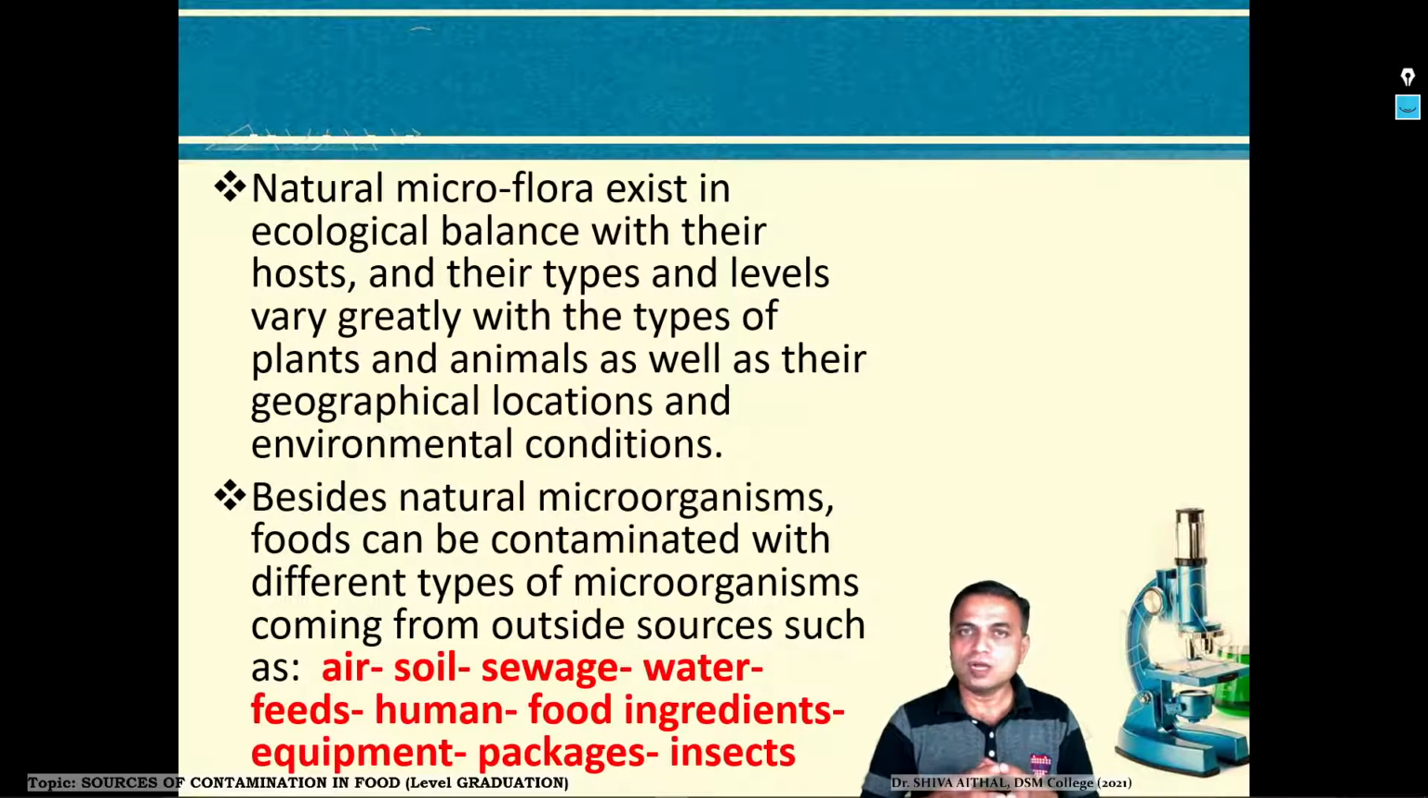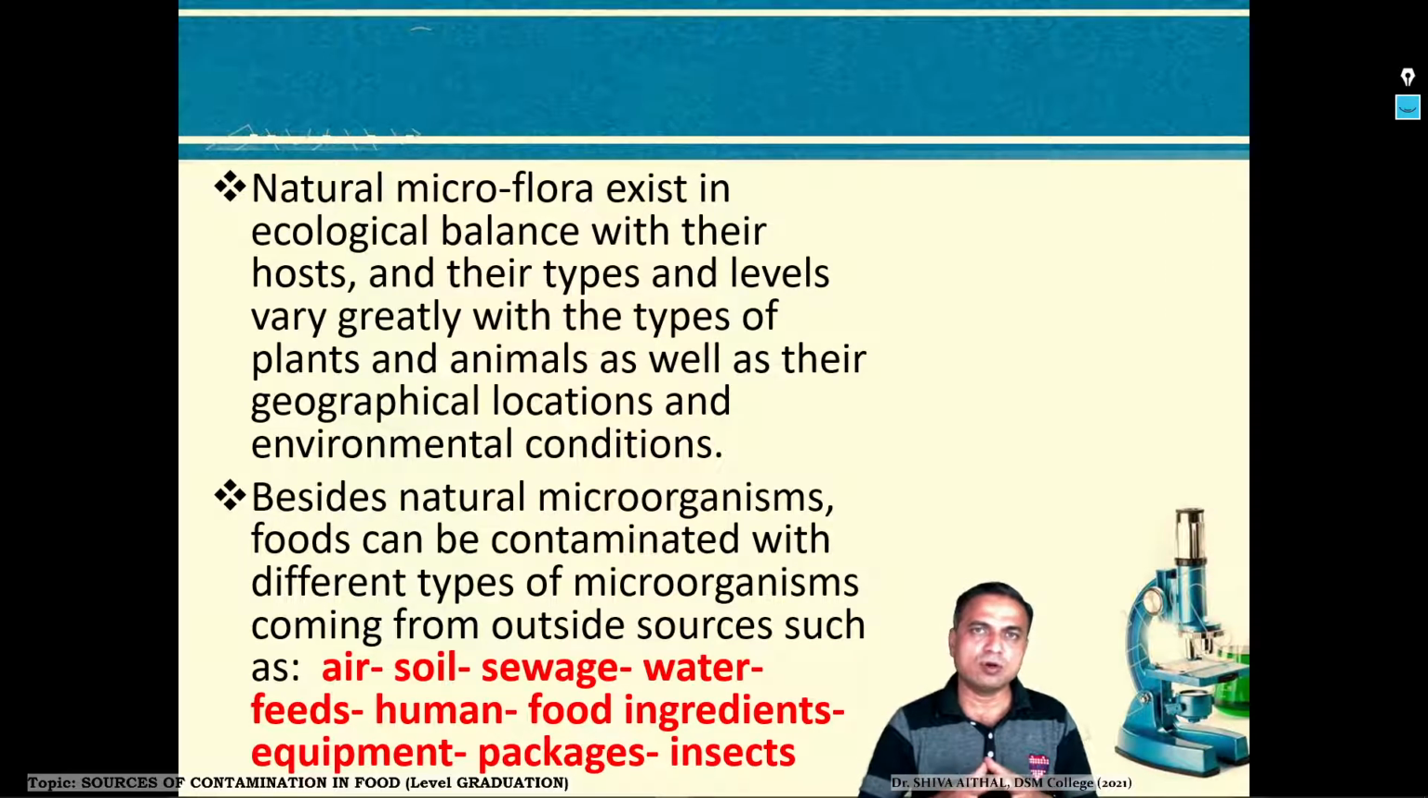The natural flora which exists in ecological balance with their hosts, their types and the levels, vary greatly with the types of plants, animals, as well as their geographical locations and environmental conditions where the organism is living, from where it is being derived as a source of food, its habitat, the food which it eats, and how it is handled, where it is kept. All this plays a very important role in the addition of microorganisms in food when it comes to the livestock.